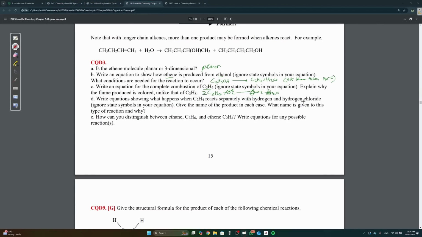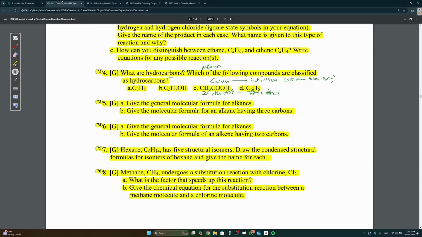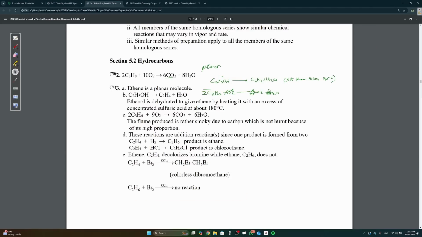Balancing is easy. Why is the flame produced coloured, unlike that of C3H8? I'm just going to open the solution because I don't know. Okay, the flame produced is rather smoky due to carbon, which is not burnt because of its high proportion.